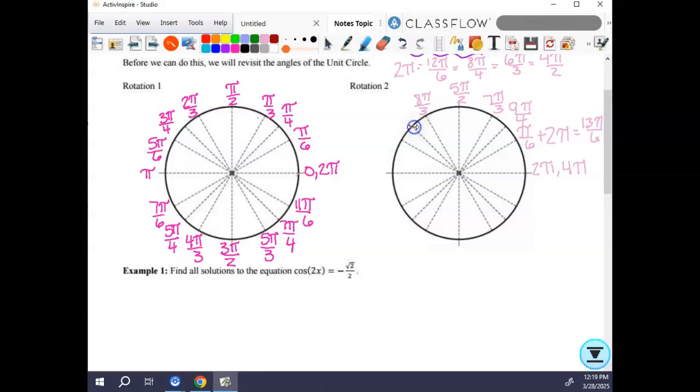Okay, so this is 3 pi fourths. I need to add 2 pi. That's 8 pi fourths. That would give me 11 pi fourths. And then this, with 1 rotation, is 5 pi sixths. I add the 2 pi, which means I'm adding 12 pi sixths. So that is 17 pi sixths. And then if this was 0, this was pi, this is 2 pi, this is going to be 3 pi. Everybody good? Okay, so finish up the circle. You got this.